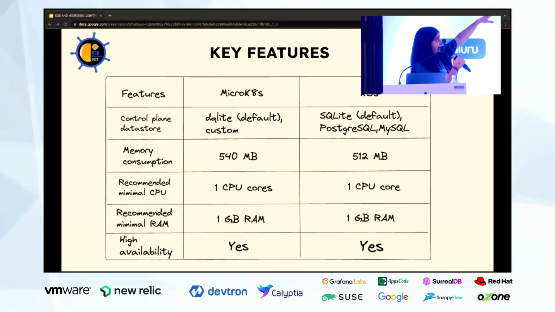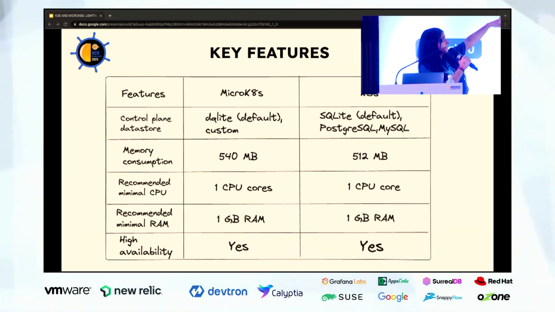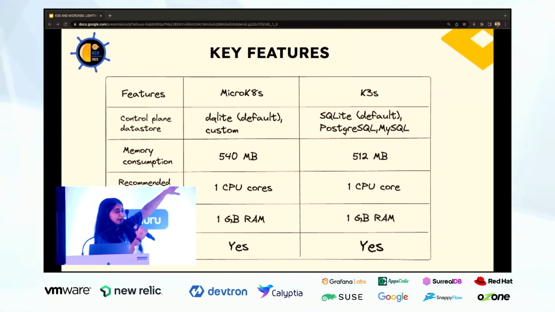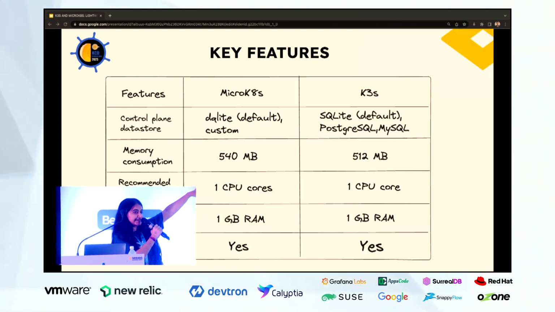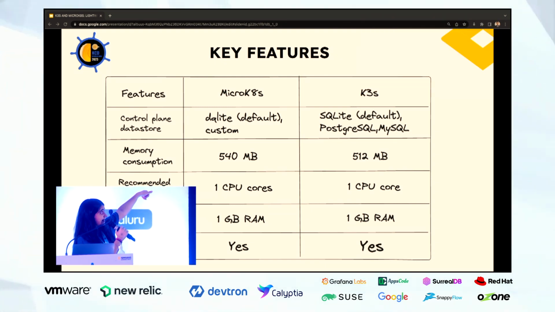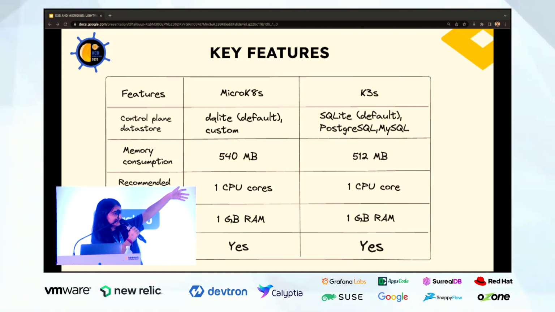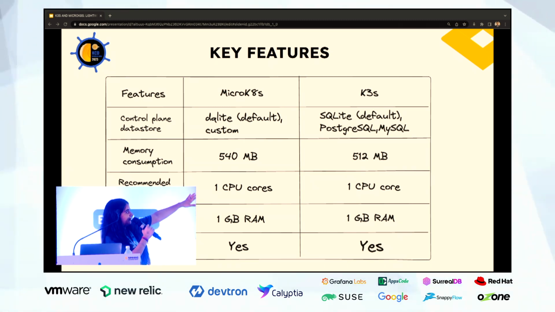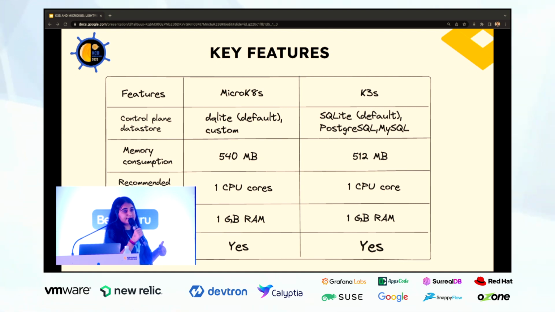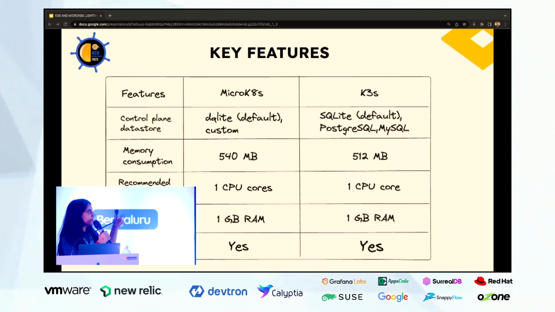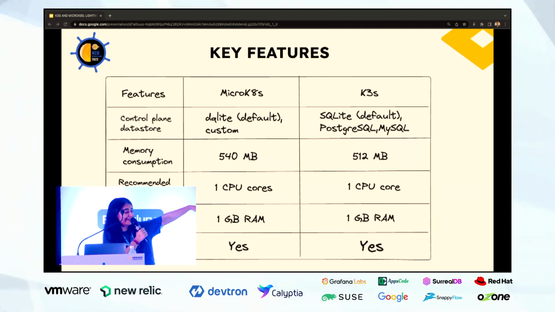These are some features. MicroK8s uses DQLite as the default control plane data store, while K3s uses SQLite, which we have already discussed, as the default. But you can use others as well, like etcd. MicroK8s consumes 540 MB of memory, while K3s consumes 512 MB of memory. So here K3s has a little bit of an edge.